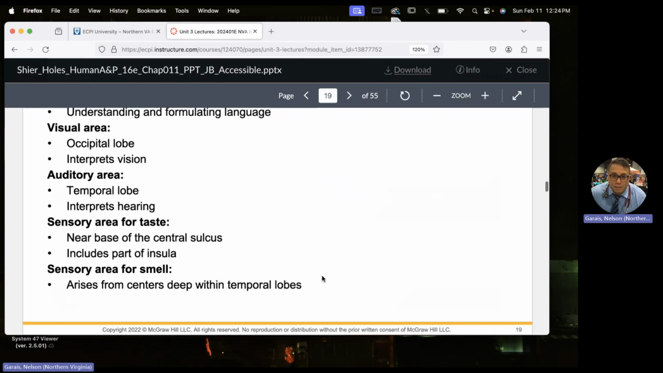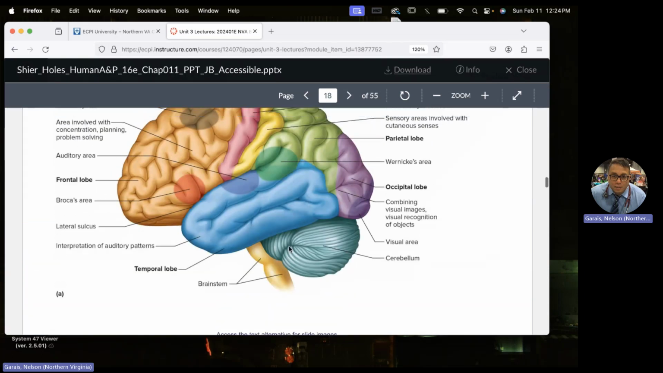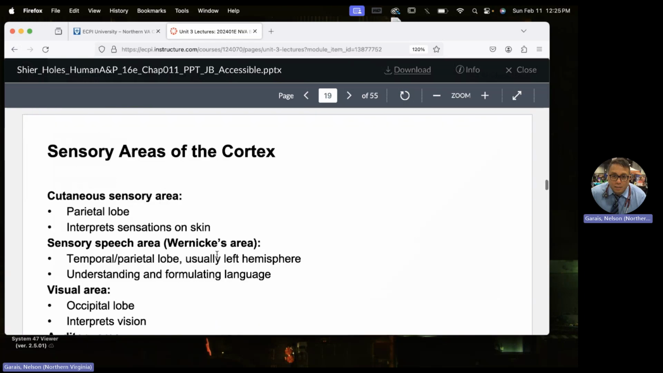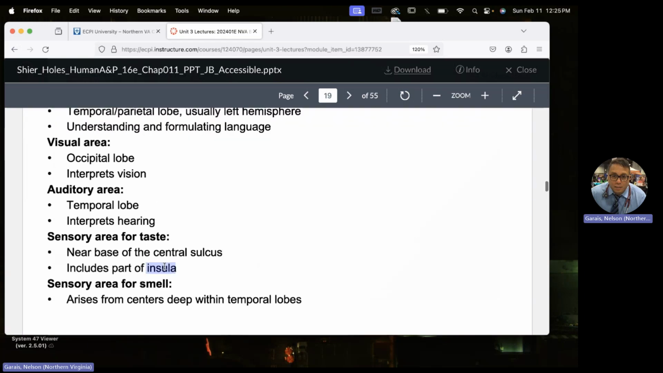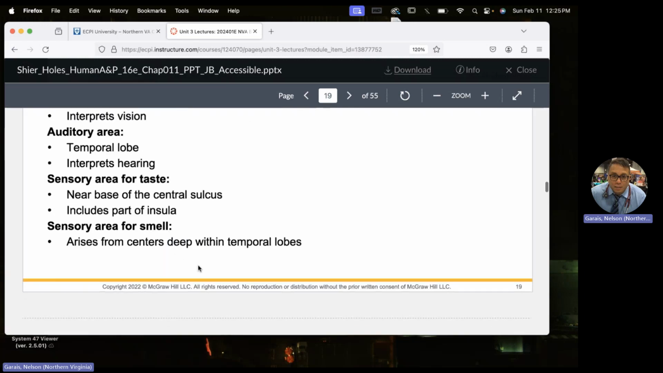I had a couple of questions regarding that. Regarding sensory area for taste, central sulcus in part of the insula. So it's where? It's kind of like here and a little bit here. So that's a nice Bravo question. Insula, part of the central sulcus. Didn't really focus on it in lecture.